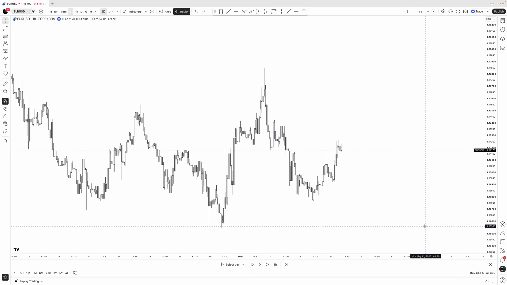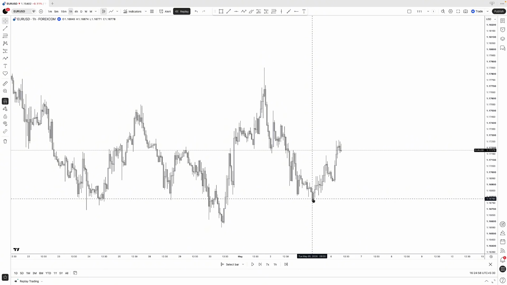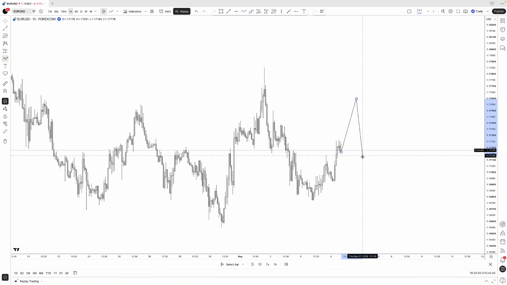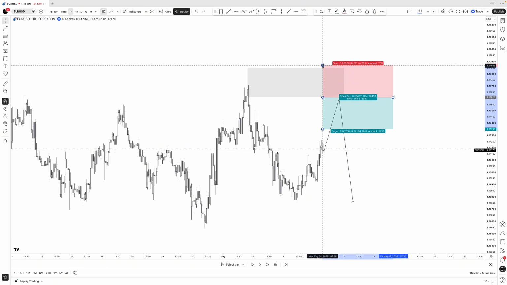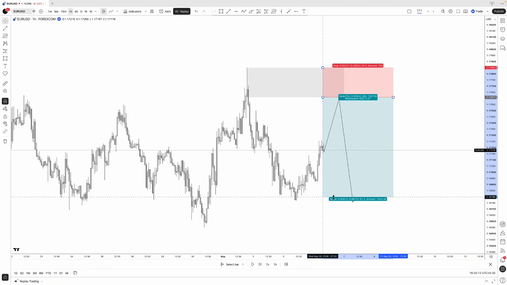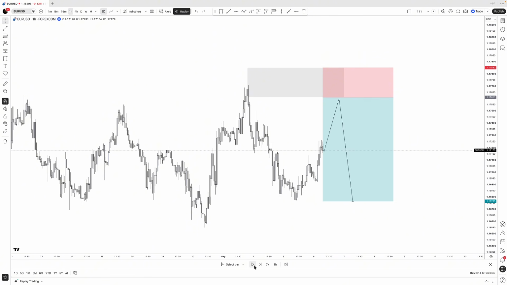This is where most traders make the mistake. They see this big bearish move and immediately think, I'm going to wait for a pullback and short it. They might mark this area out as a good zone of interest and expect price to do this. But watch what actually happens.